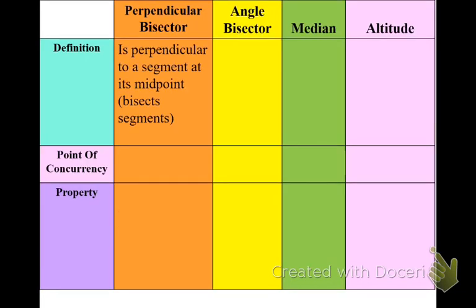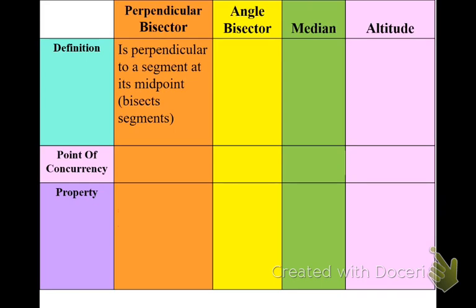So a perpendicular bisector is perpendicular to a segment at its midpoint. When we talk about point of concurrency, I'll write it on the board if I had markers. Get your lines together. All right, here we go. Can anybody tell me what concurrent means? We learned it in the last section, so if you don't know what it is, it's in the last section.